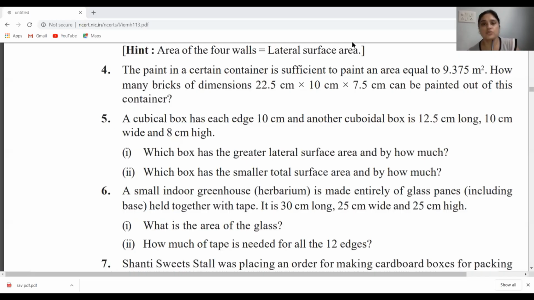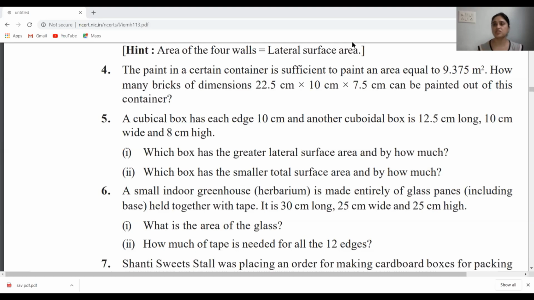So now let us try to understand the question number 5. A cubical box has each edge equals to 10 centimeter. So from the last 4 questions, we were continuously talking about a cuboid. And this question we are talking about a cube. So cube has all the edges equal to one another. And we have one more box, that is a cuboidal box whose dimensions are given to you. So what you need to do, you need to find out which box has the greater lateral surface area and by how much, and which box has the smaller total surface area and by how much.